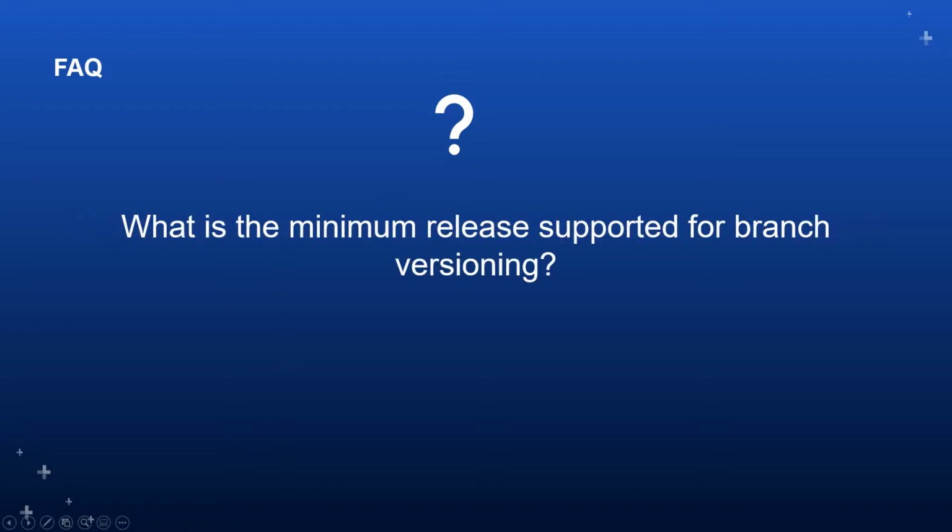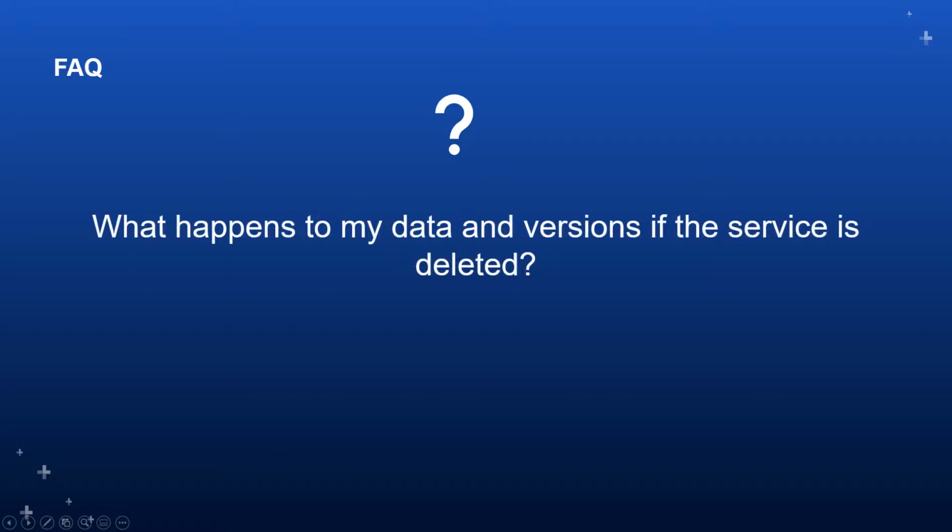So Justin, what's the minimum version of ArcGIS Enterprise and Pro that I need to support branch versioning? Enterprise 10.6 with ArcGIS Pro 2.1 is the minimum release supported with branch versioning. So here's a good one. What happens to my data and versions when a service is deleted?